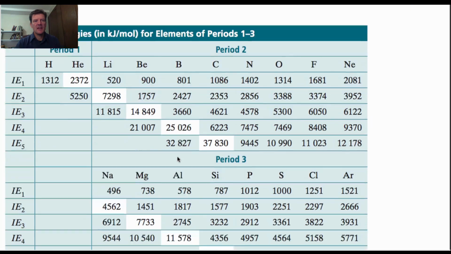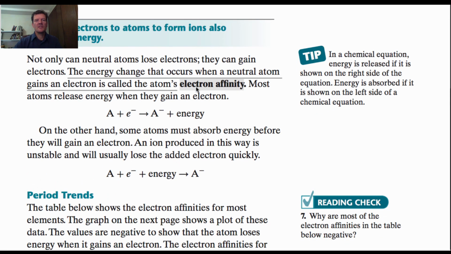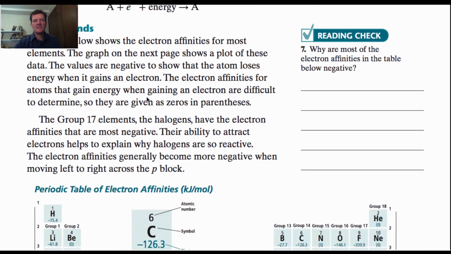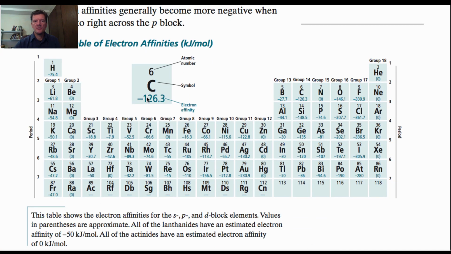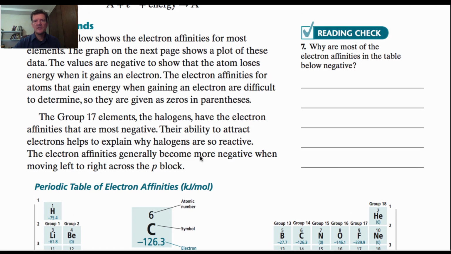Okay, those are some ionization energies. Let's look at one more thing. This is called electron affinity. You need to write this definition down. It's the energy change that occurs when a neutral atom gains an electron. Okay, to gain an electron. And again, this is going to relate back to the size of the atom. So here you'll notice that now these numbers are negative. You don't have to worry about why they're negative. It's just that they're losing energy. But basically, the electron affinities for atoms that gain energy when gaining electrons are difficult to determine. All right.